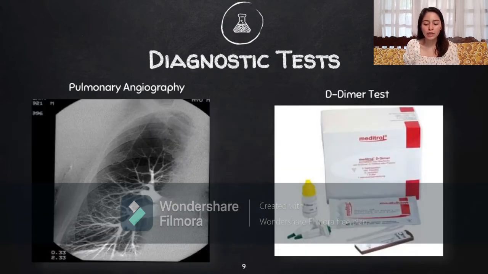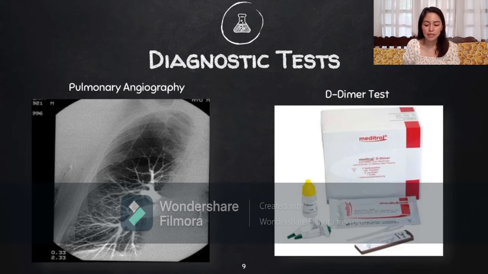Next is pulmonary angiography, which is used to confirm pulmonary embolism. This test requires inserting a tube in your blood vessel. It also uses X-rays to create video of the blood flow to your lungs so the physician can identify any blood clots.